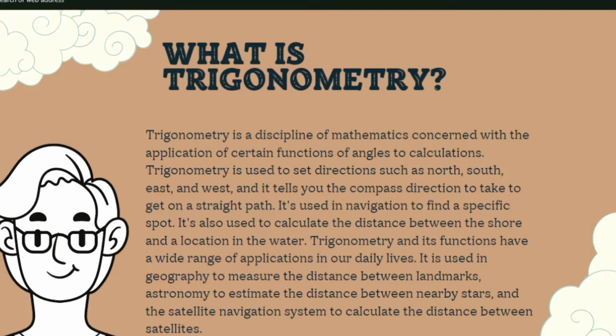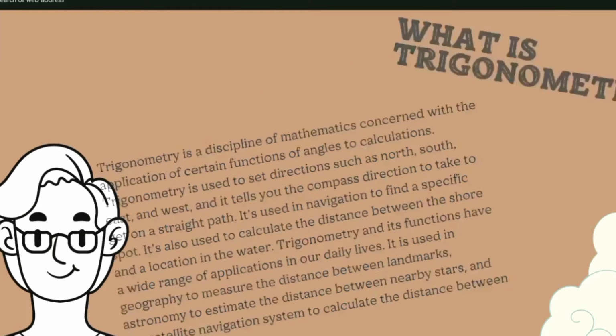Trigonometry and its functions have a wide range of applications in our daily lives. It is used in geography to measure the distance between landmarks, in astronomy to estimate the distance between nearby stars, and in the satellite navigation system to calculate the distance between satellites.